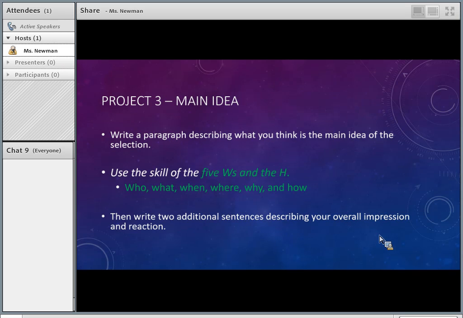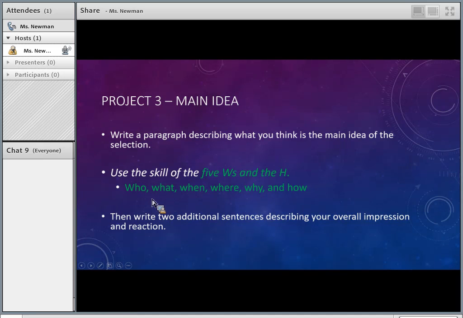Okay, the first step is coming up with the main idea. It asks you to write a paragraph describing what you think is the main idea of the selection or the speech that you read. It says to use the skill of the 5 W's and the H, so we have who, what, when, where, why, and how. Then it tells you to write 2 additional sentences describing your overall impression and reaction. So this bullet point about the 5 W's and the H is great. That's going to help you come up with that main idea.